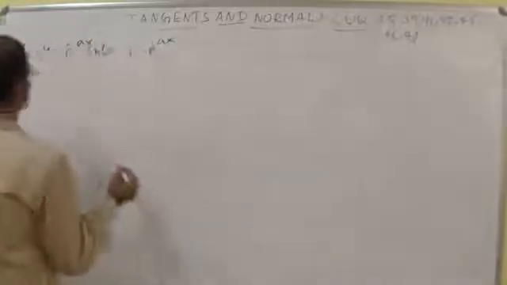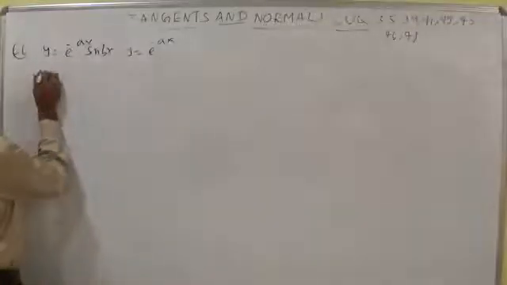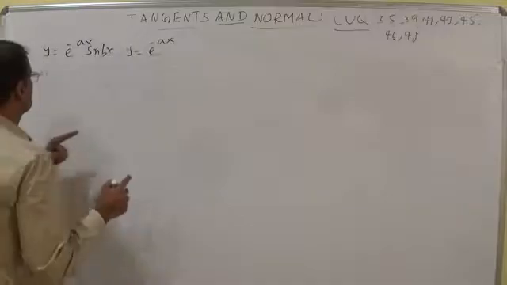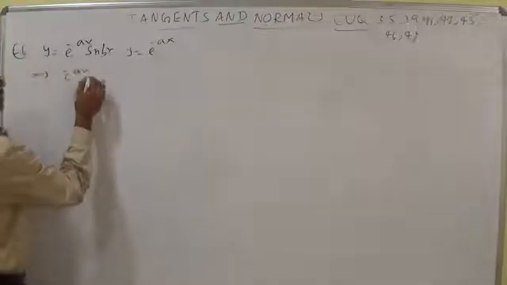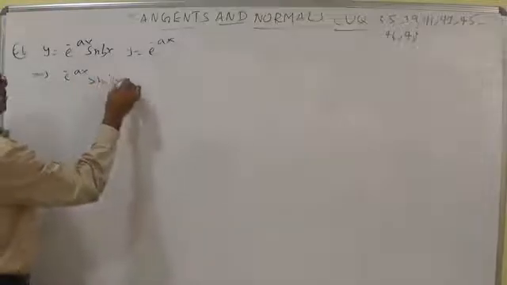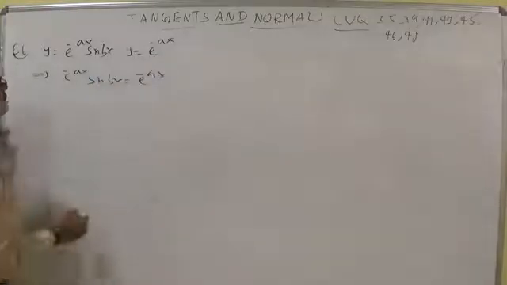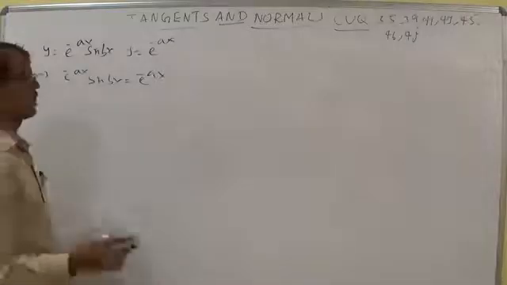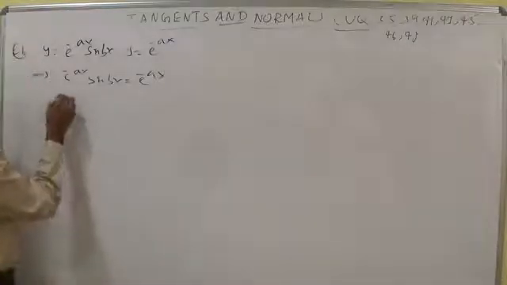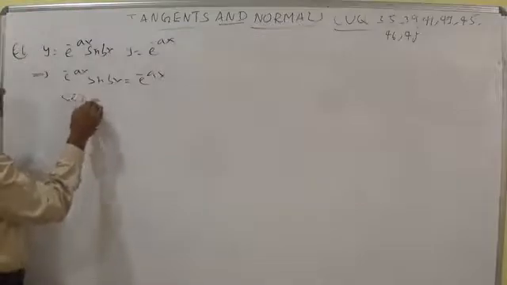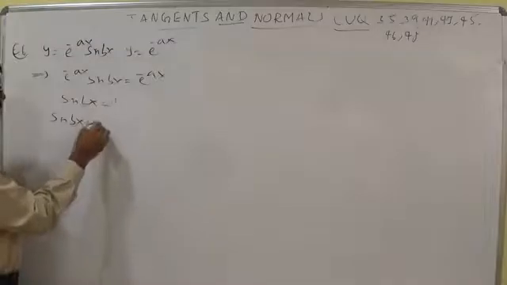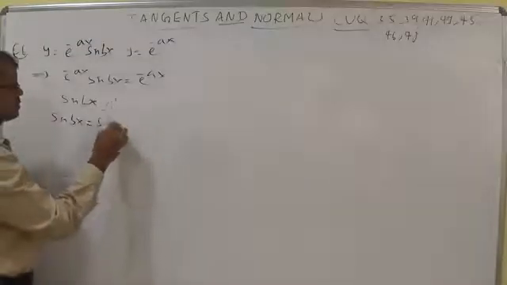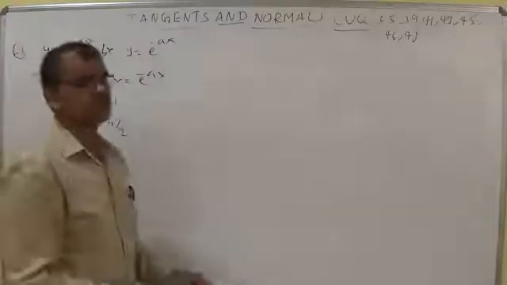Whenever two curves are there, first of all you should calculate the point of intersection. e power minus ax sin bx is equal to e power minus ax. e power minus ax gets cancelled, so you write sin bx = 1. This can be written as sin bx = sin 90 degrees.